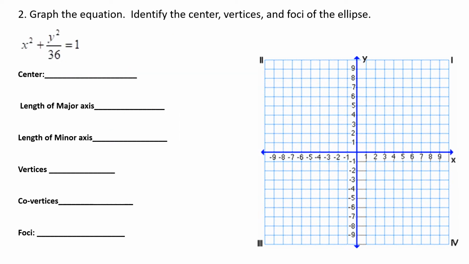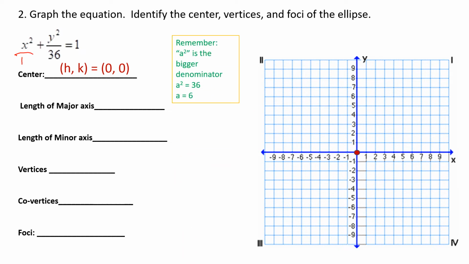Let's look at the next example. Now notice that under the x squared, I don't have a number, so I can always put a 1 here if I want to. This is the standard form of an ellipse whose center is at (0, 0). So this is centered at the origin. Now, we put the center. Remember, a squared is always bigger than b squared. Or we can also say a is always bigger than b.